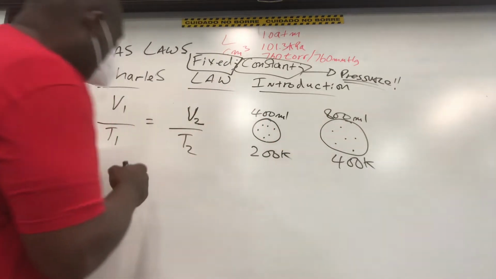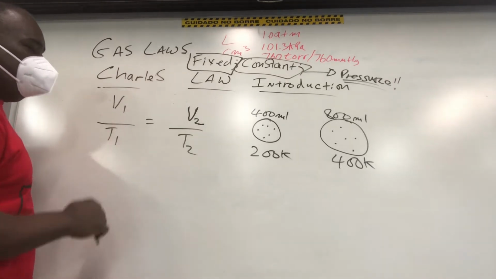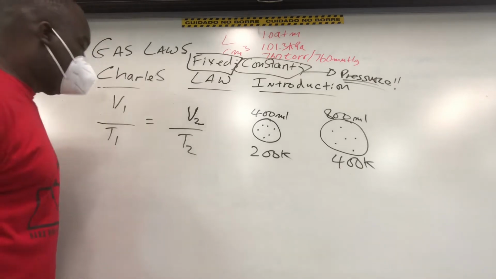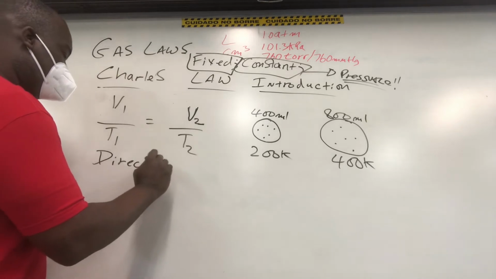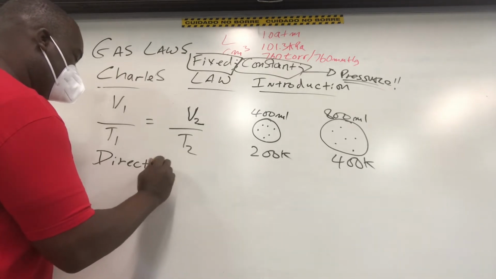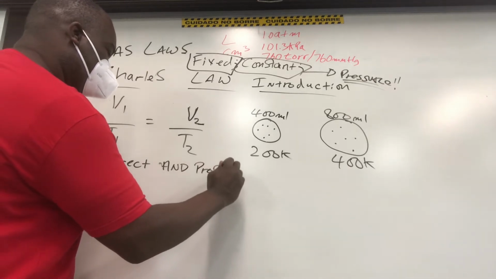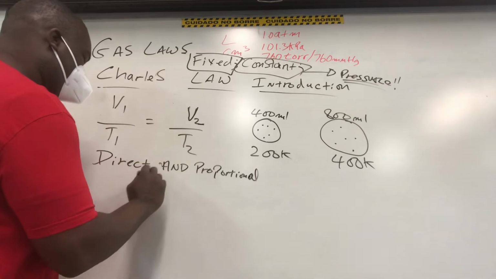Because of Charles' law, right? Between temperature and volume, they have a direct and proportional relationship. So you're gonna write that down. It has a direct and proportional relationship. It's very important that you know that.